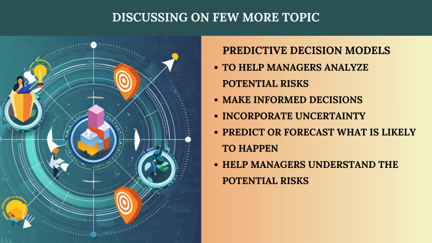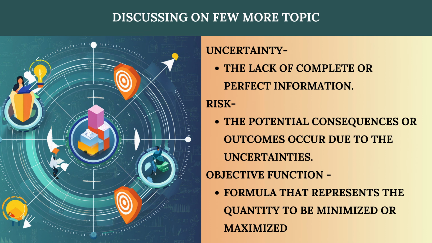By considering the uncertainties involved, these models can help managers understand the potential risks associated with different outcomes or scenarios. Uncertainty in this context refers to the lack of complete or perfect information about future events or circumstances. We may have estimates, probabilities, or assumptions, but there is always some level of uncertainty about what will actually happen. Risk, on the other hand, is associated with the potential consequences or outcomes that may occur due to the uncertainties involved. It's about the potential for loss, harm, or negative impact that could result from the actual events or circumstances that unfold in the future.